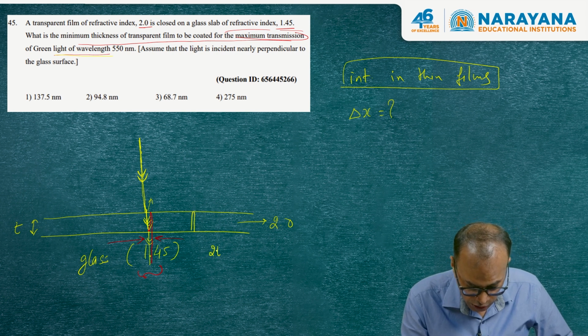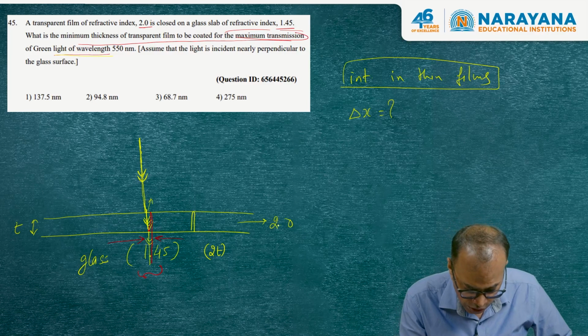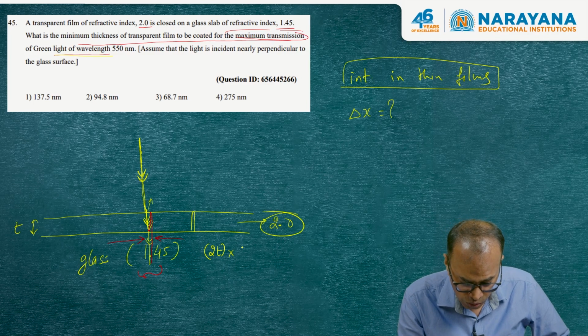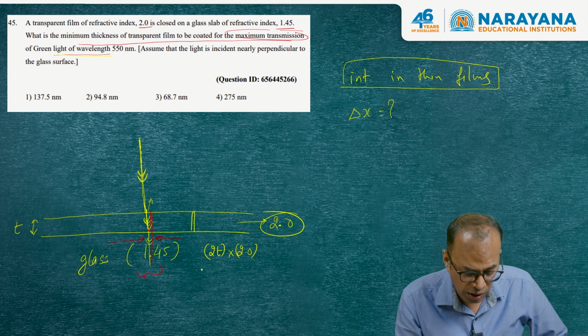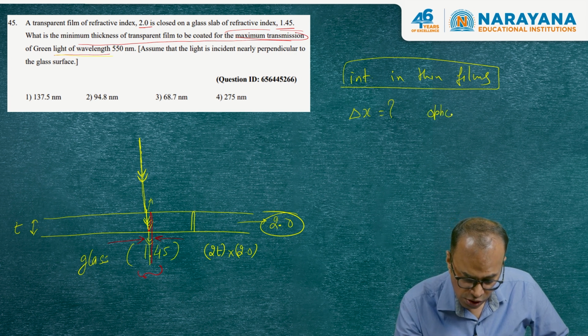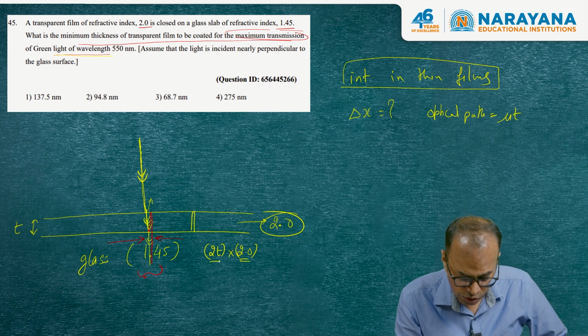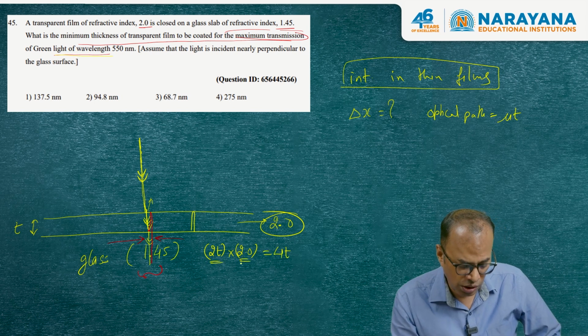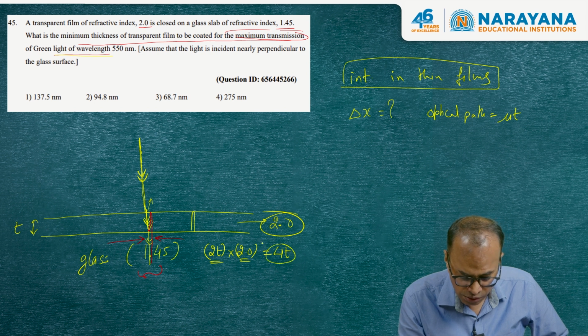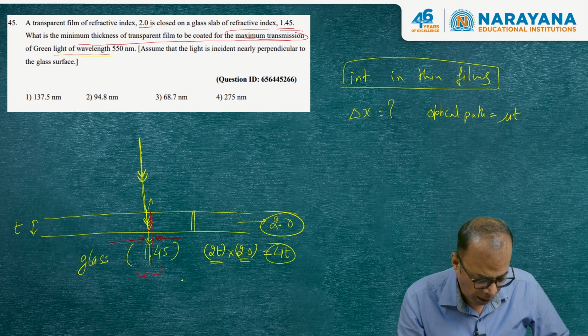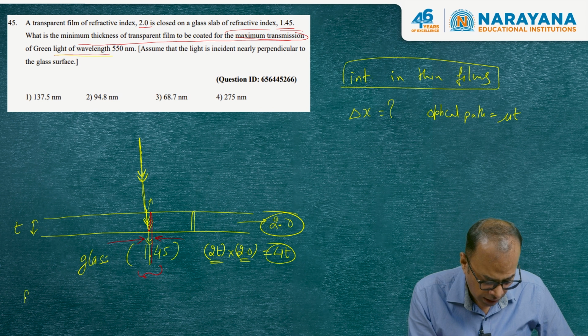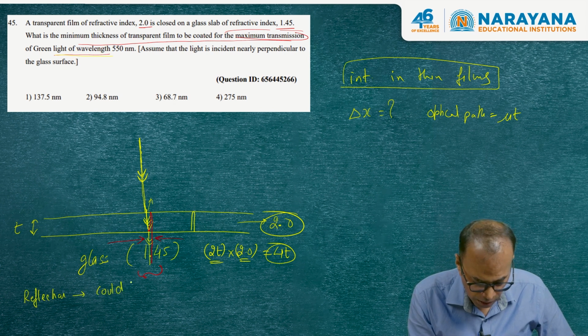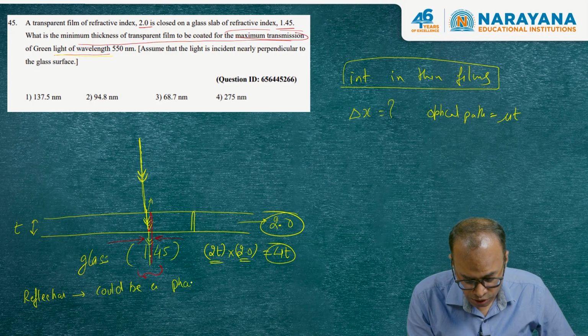So 2t is the extra distance travelled, and since this has been travelled in a medium of refractive index 2.0, the effective optical path is multiplied by the refractive index, so we get 4t. So this ray travels an additional distance of 4t, and that creates a path difference. Further, we need to note one more thing, that if there is a reflection, there could be a phase reversal of 180 degrees.